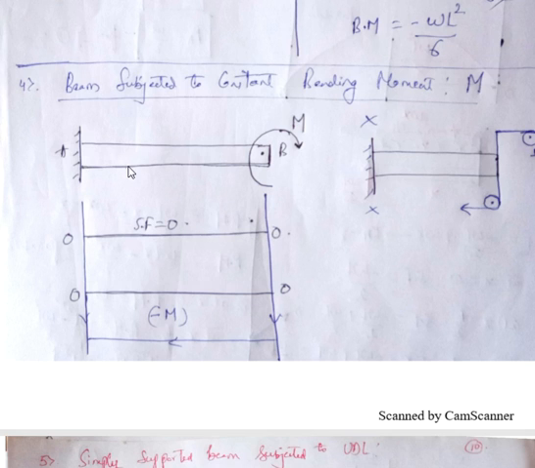Such type of bending moment is called constant bending moment, or also called pure bending moment. Pure bending moment because there is only bending moment and shear force is 0. This assumption we are going to use in our further classes for derivation purposes. So pure bending moment is when the beam is subjected only to bending moment, and there the shear force will be 0. Such type of loading is called constant bending moment.